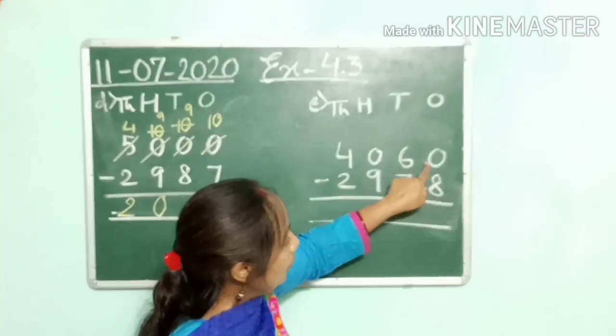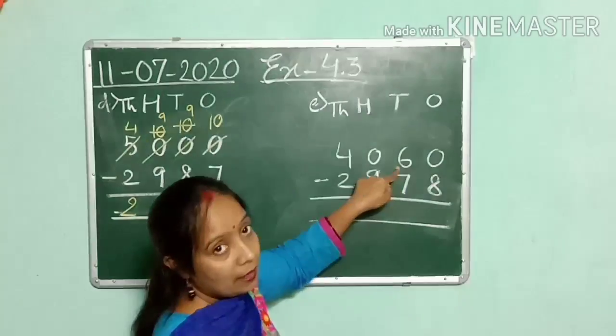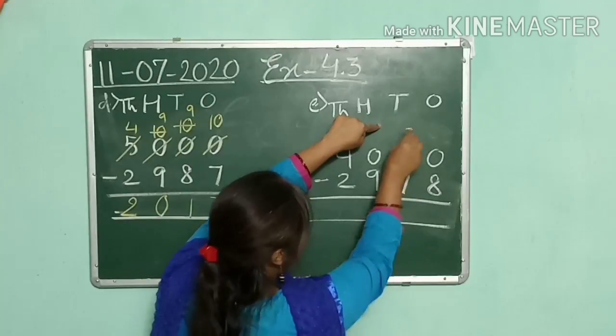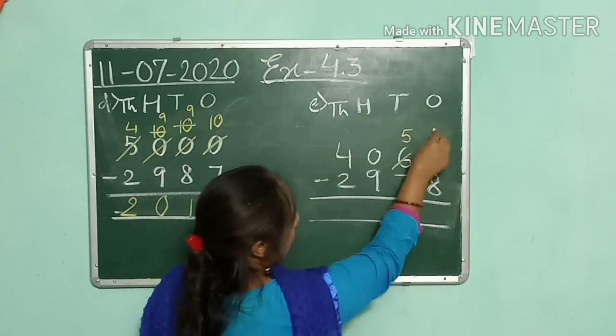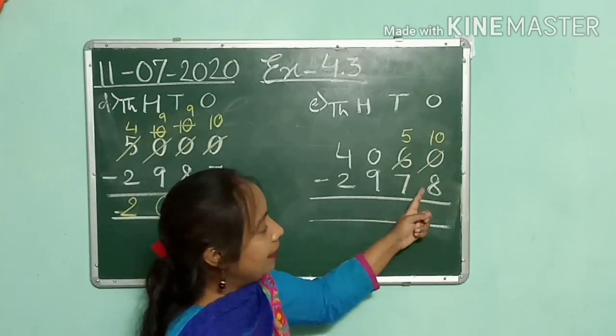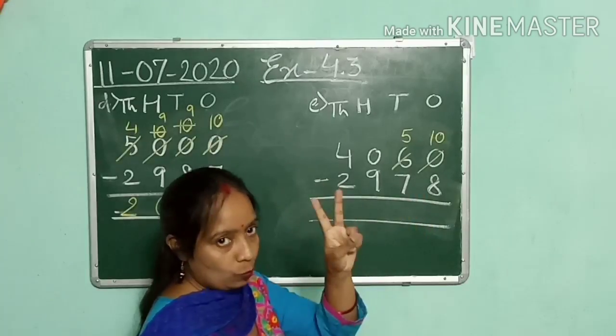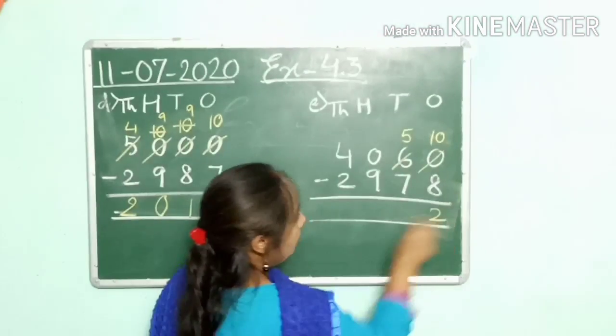So this 0 will borrow from 6. 6 becomes what? 5. And this 0 becomes 10. Now 10 minus 8: 9, 10. 2, na? So write here 2.